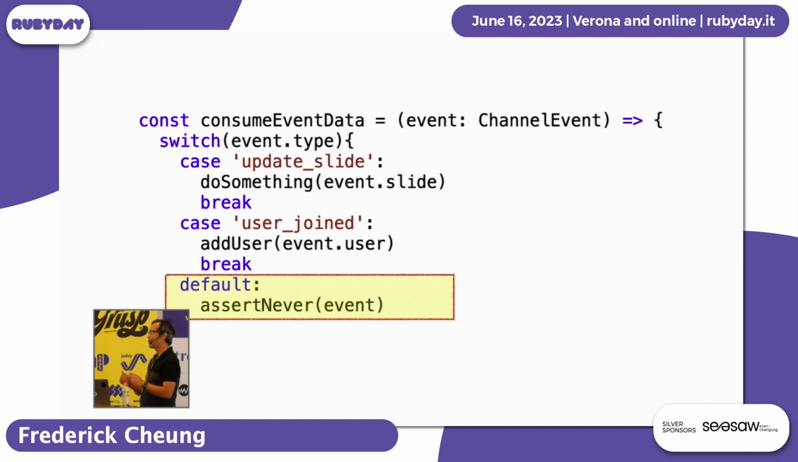But if I were to add a new event, then instead of narrowing to never, it would narrow to the union of the types that I've forgotten. And you can't assign that to never. So here we'll say, hey, I expect never, but you gave me, I don't know, user left event. So I think I quite like this flow.